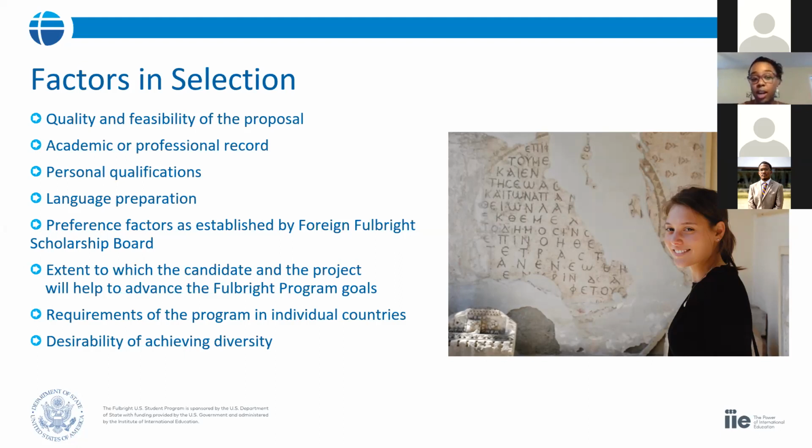And then desirability of achieving diversity. So if that's something that's important to you, you yourself being African American, Black, that's important, but also talk about what that means to you and why that's important to the Fulbright program, right? So me being a Black teacher in Korea who can speak Korean, that was important for my students to see. That was important for my host family to see, and talk about why that's important to the goals of the Fulbright program.